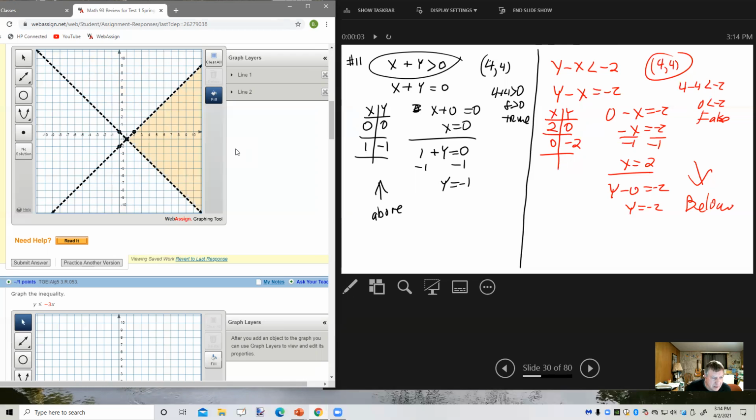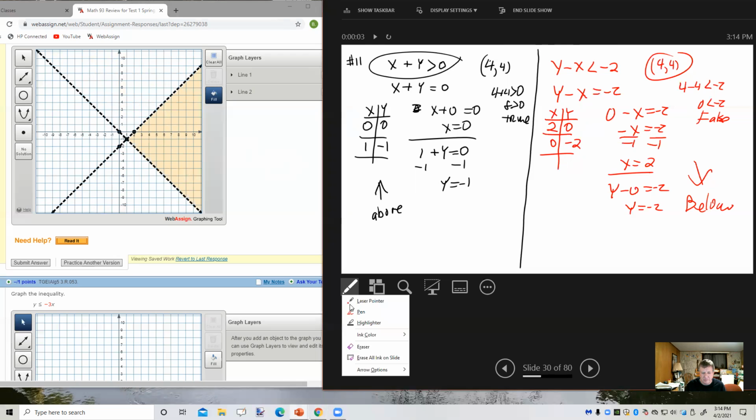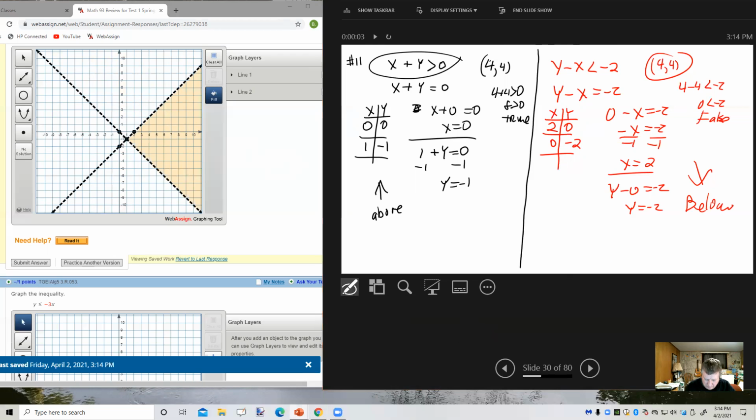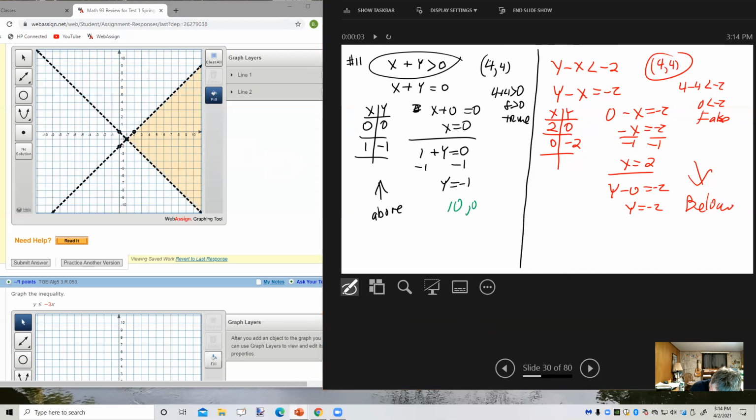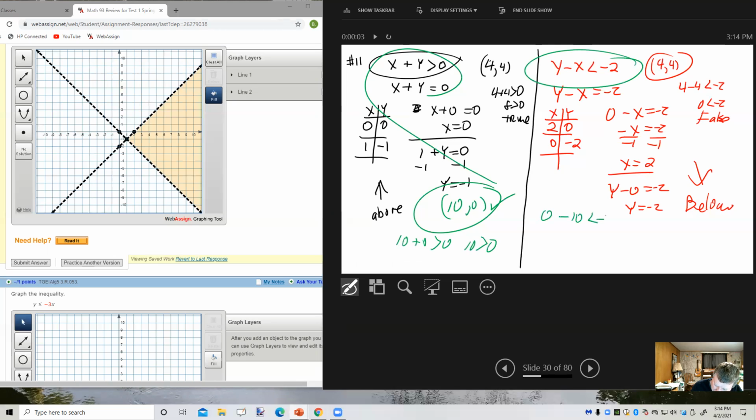Let's take, how about 10, 0 as our test point for the whole thing. So we'll put that in there. 10 plus 0 greater than 0, 10 greater than 0, check. We'll put it in here. 0 minus 10 less than -2, -10 less than -2, check. All right, we've got one more to go. Hang in there.